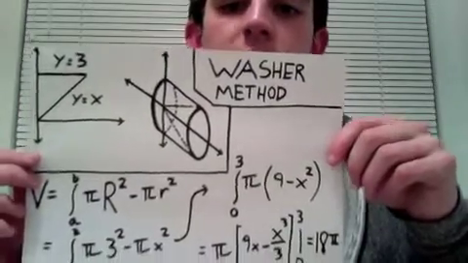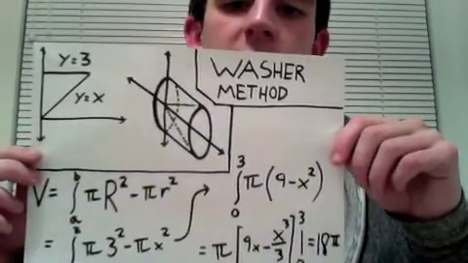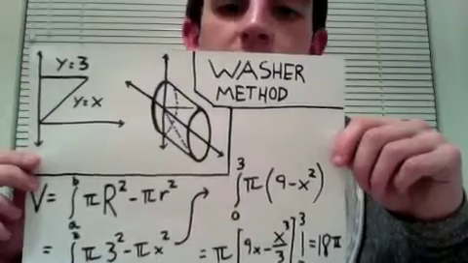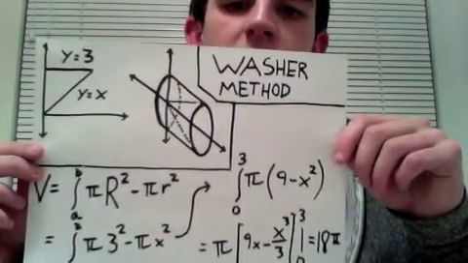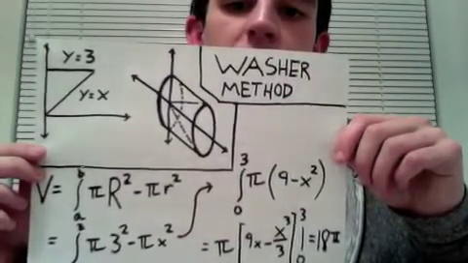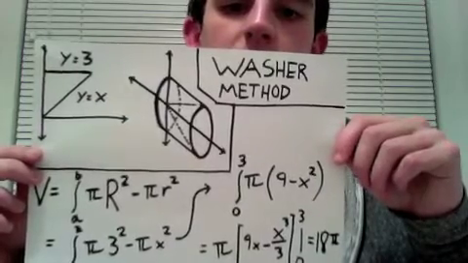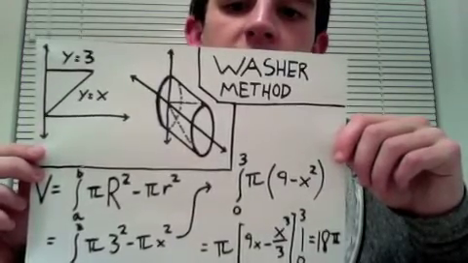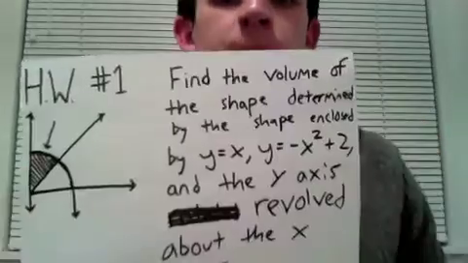And so when we do all the work, you can pull out the pi, and then you get the antiderivative is 9x minus x cubed over 3, evaluated from 0 to 3, so the answer is 18 pi.